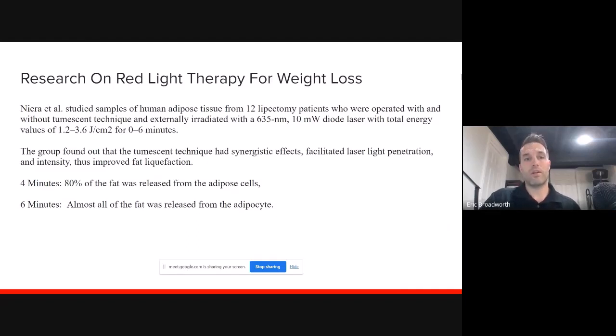So Neira et al. is one of the studies where they sampled human adipose tissue from 12 lipectomy patients who were operated on with and without tumescent technique and externally irradiated with a 635 nanometer, 10 milliwatt diode laser. And they found that with 4 minutes, 80% of the fat was released from adipose cells, and with 6 minutes, almost all of the fat was released from the adipocyte cells. So very interesting. And then in the group without the tumescent technique, they found that there really wasn't any change. So pretty positive research in that one study.